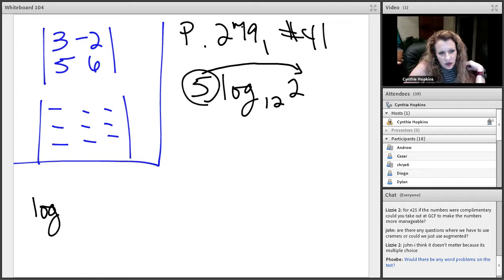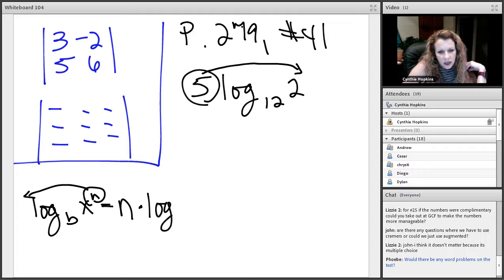It says if you have log base b of x to the n, this is called log of a power because x to the n is called a power. And you take that exponent, and I call it the whistle property because that exponent goes to the front. So this is equivalent to n times log base b of x. That's your third property of logs.